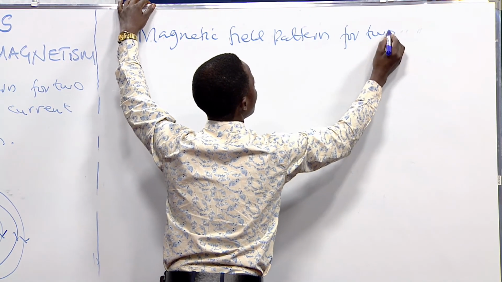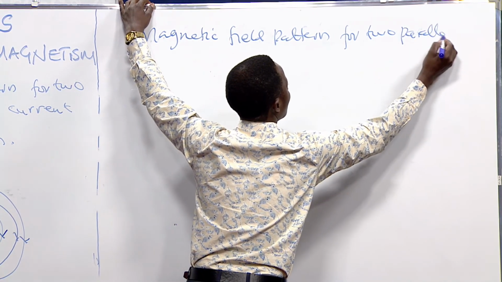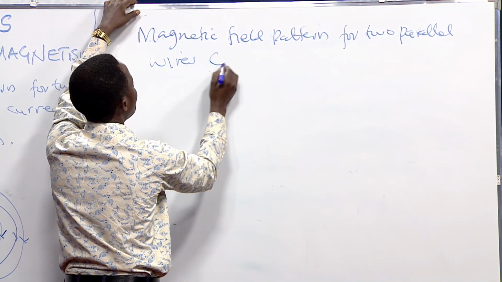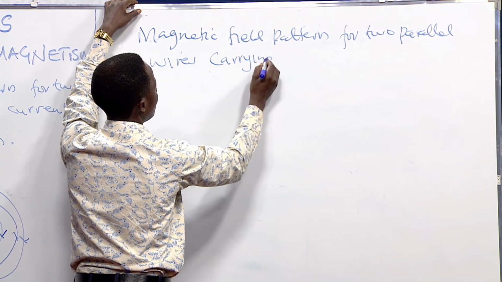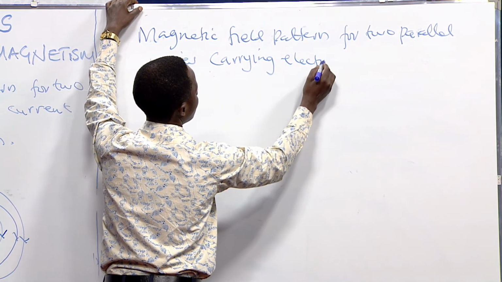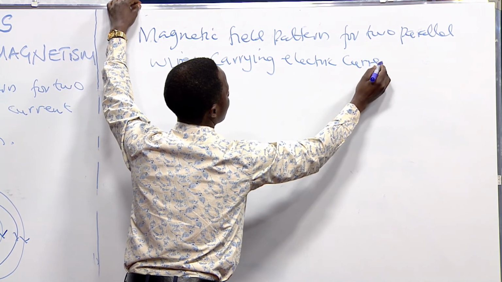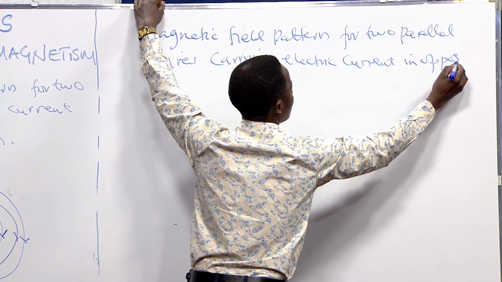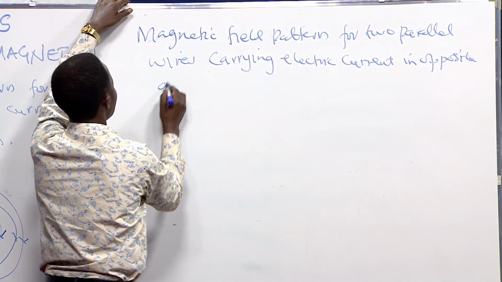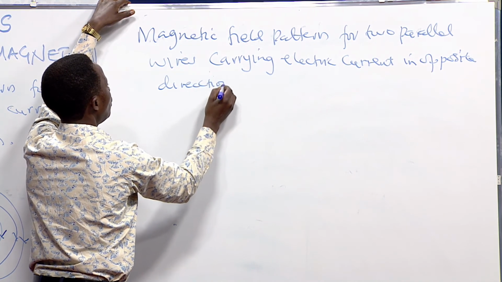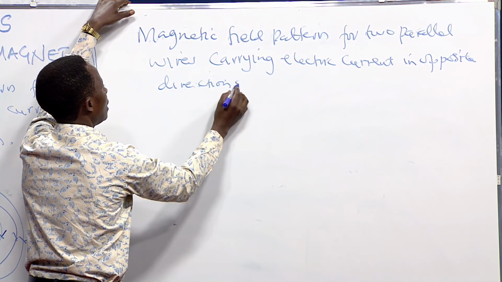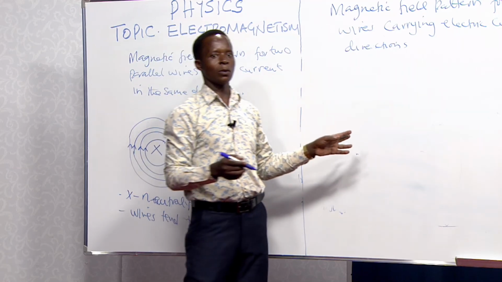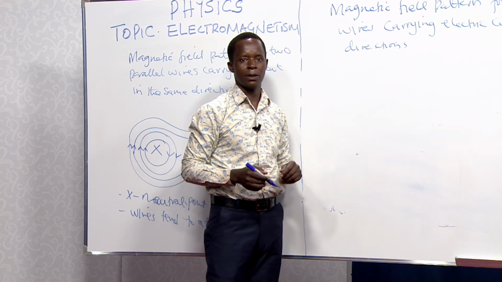Magnetic field pattern for two parallel wires, this time round carrying electric current in opposite directions. So get the two wires, meaning that one can be into the blackboard, then the other one out of the blackboard.